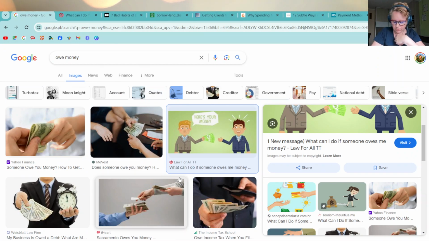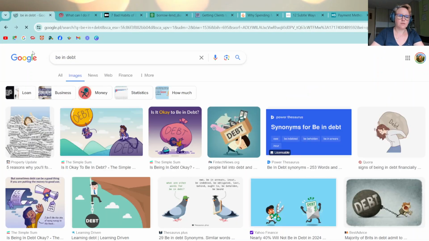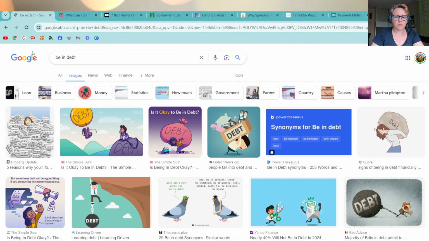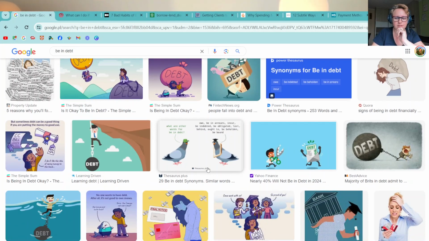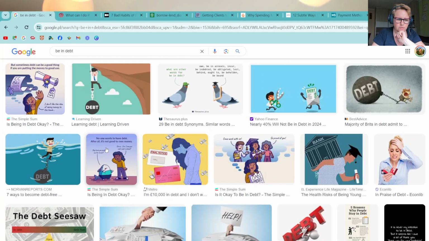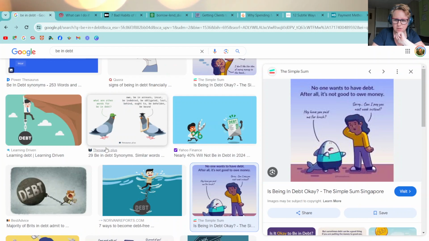Okay, so you owe money to someone, or you can be in debt. Be in debt. What does it mean that you're in debt? It means that you have minus on your account. Minus, yeah. You just have a lot of money to give back. No one wants to have debt. After all, it's not good to owe money.